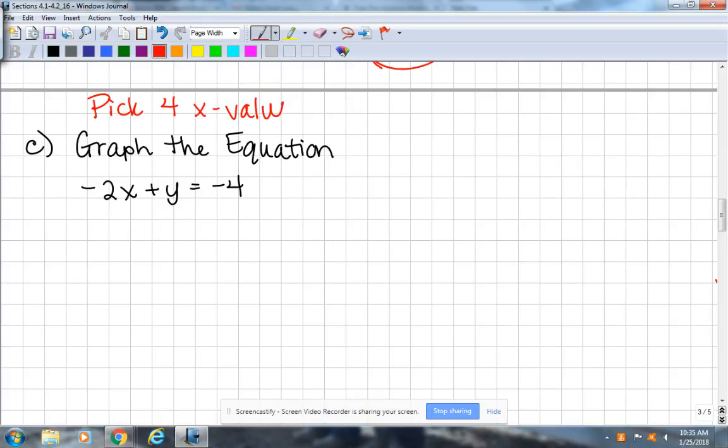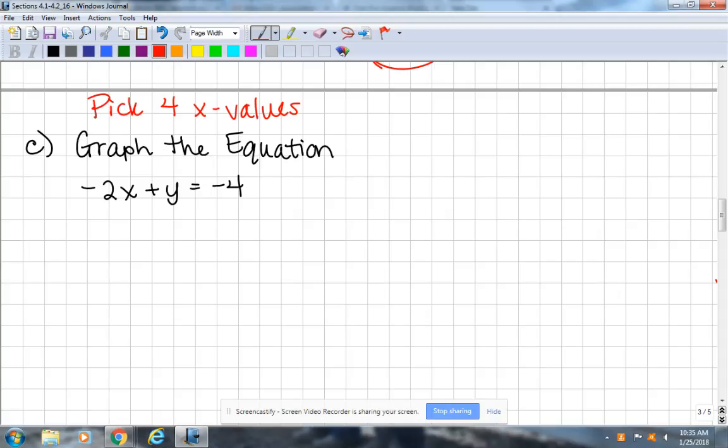So if they don't tell you a domain, you get to pick your own. There's one other thing that's different. Well, two, because they didn't ask us for a range. One other thing is different. It's not in slope-intercept form. It doesn't say y equals.